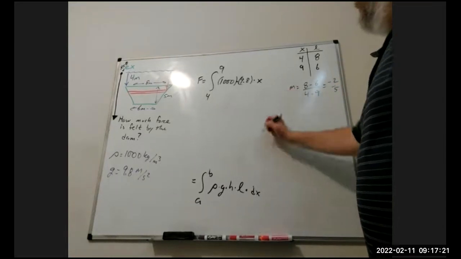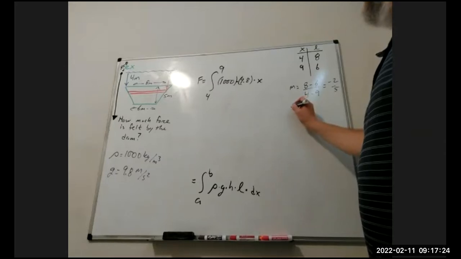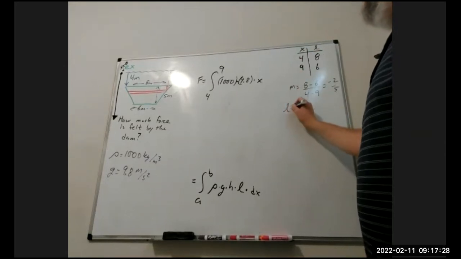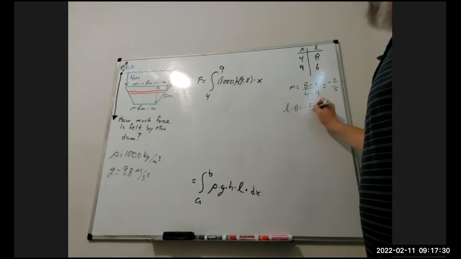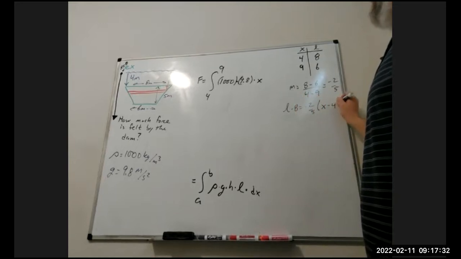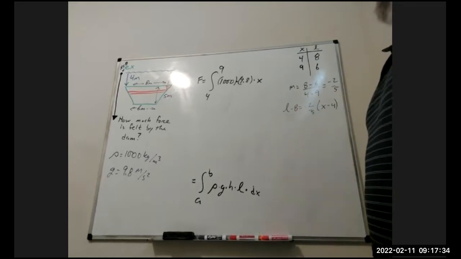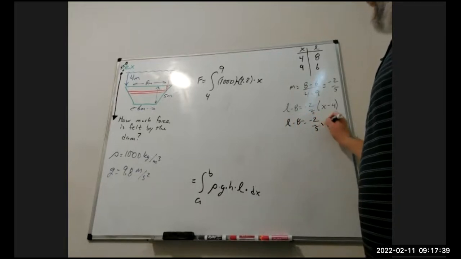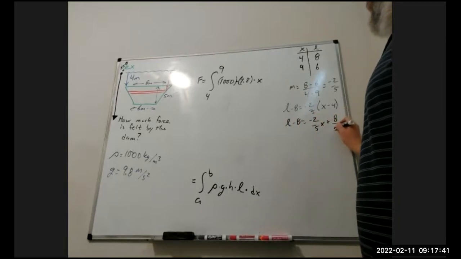And then I can use the point slope form. So pick my favorite point. I'll pick the first one. I'm going to get L minus 8 equals minus 2/5 times X minus 4. So L minus 8 equals minus 2/5 X plus 8/5.